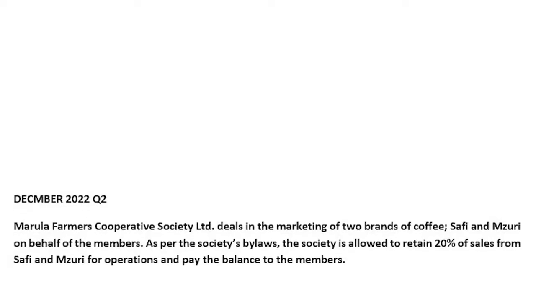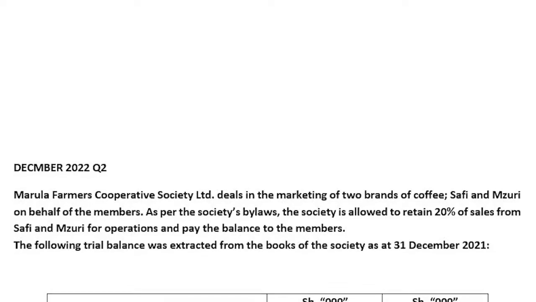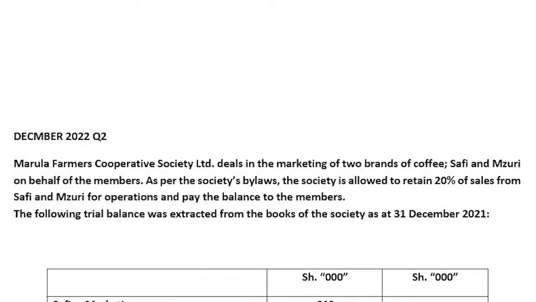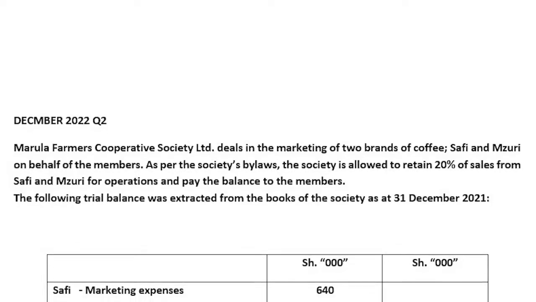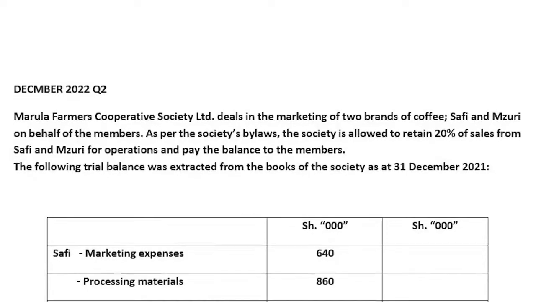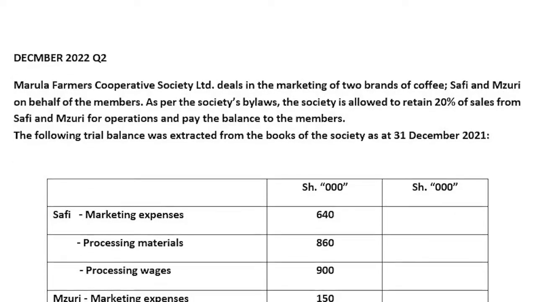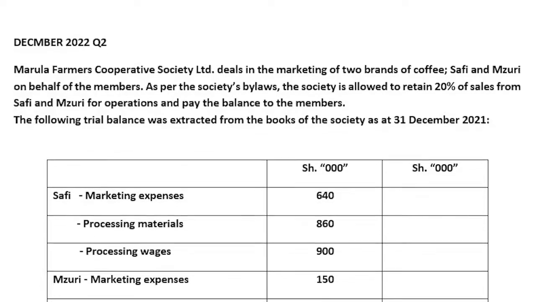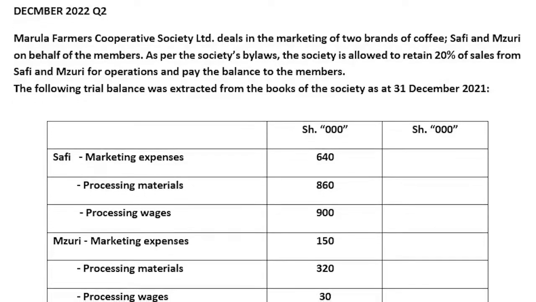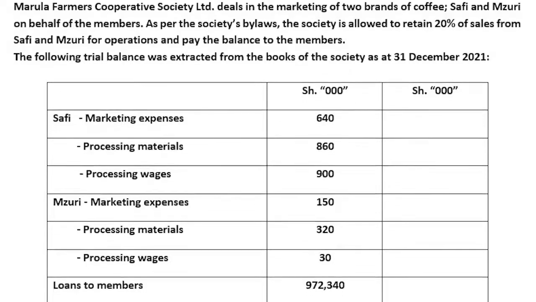We are told Marura Farmers Cooperative Society deals in marketing of two brands of coffee, Safi and Mzuri, on behalf of the members. As per the society's bylaws, the society is allowed to retain 20% of the sales for Safi and Mzuri for operation and pay the balance to the members. The following trial balance was extracted from the books of the society as at 31st of December 2021. We have a trial balance there.